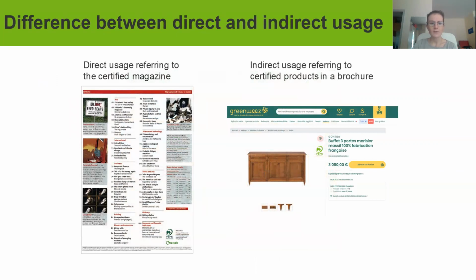And a little exercise to differentiate the direct usage and the indirect usage. On the left-hand side, you see a direct usage. It's a magazine with a PFC label on. The label refers to the certified magazine, and it's a direct usage. On the right side, the logo is not placed directly on the product certified, it's on the website, but it refers to this certified product. And it's an indirect usage.